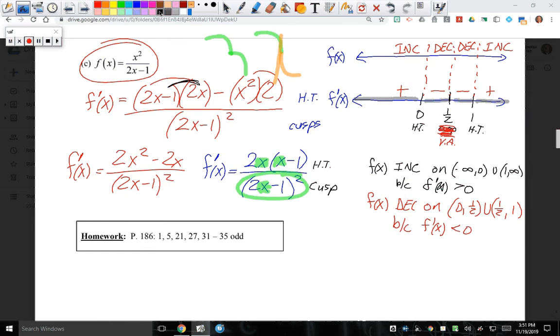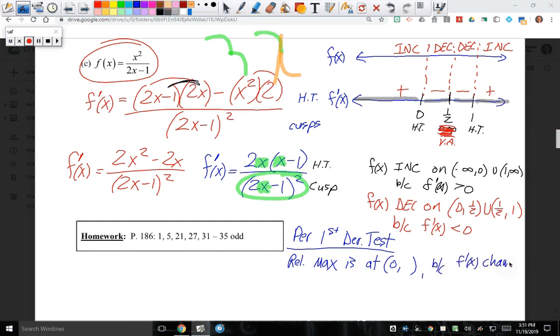All right, here we go. Per first derivative test, the relative max is going to be at 0, and that's it. That's the only time where it changes from a positive to a negative, is at 0. Now I'm going to put that because f prime of x changes from positive to negative. I'll come back and, well, let me just plug it in now.